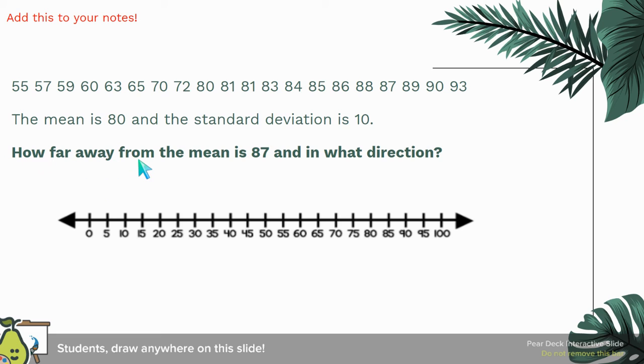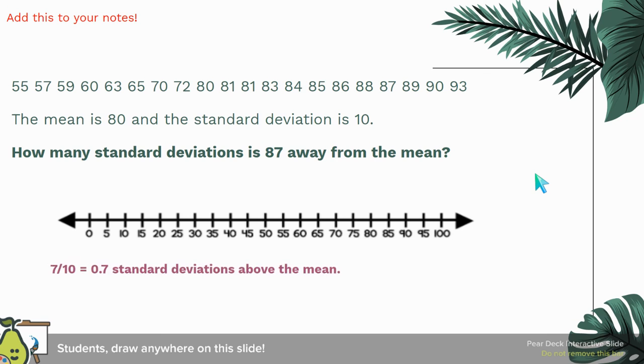So how far away from the mean is 87 and in what direction? So now it's your turn. It is 7 units above the mean. How many standard deviations is 87 away from the mean? 7 out of 10 equals 0.7 standard deviations above the mean.